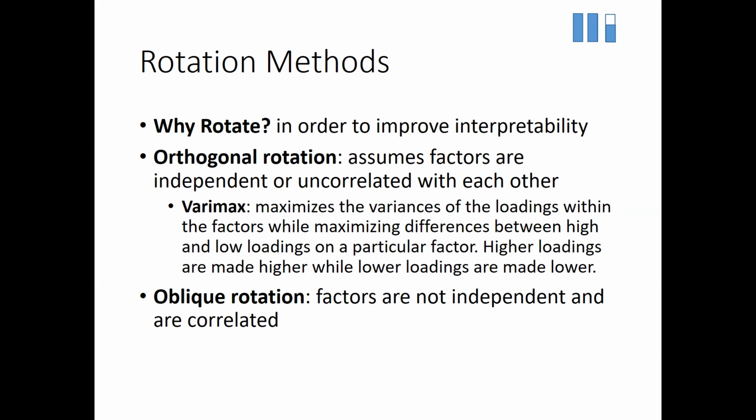So there's 2 different types of rotation. One assumes that our variables, our factors are independent and not correlated with each other, right? And that's the typical method, and that's the one that we're going to use for our example. I just want you to remember Varimax. Varimax is one orthogonal rotation method, and it's easy to remember because it maximizes the variance.